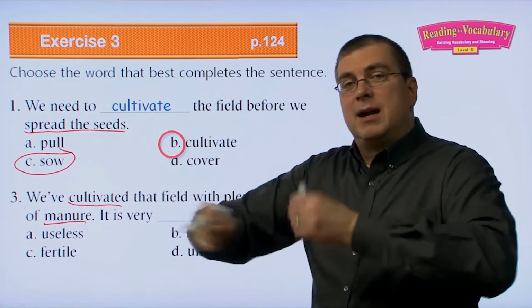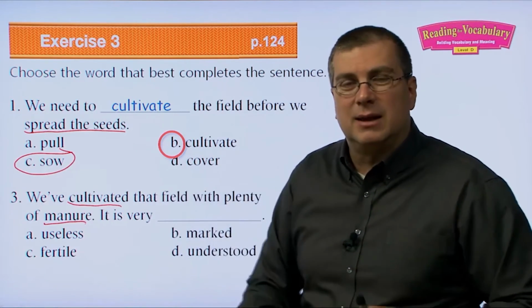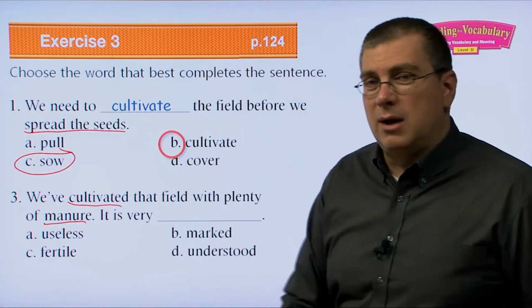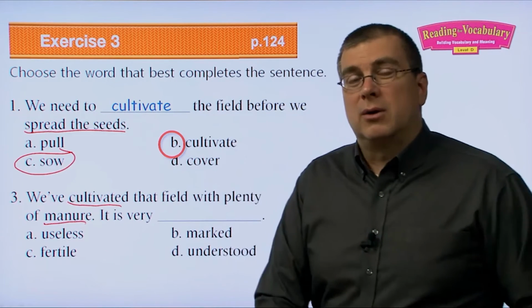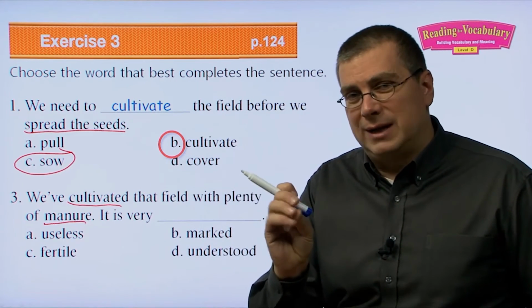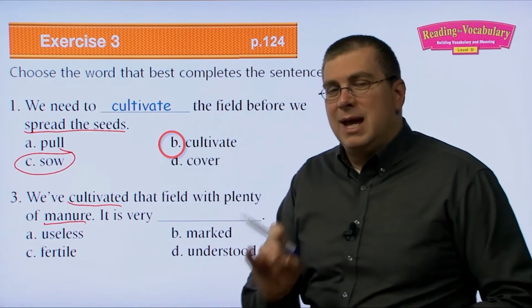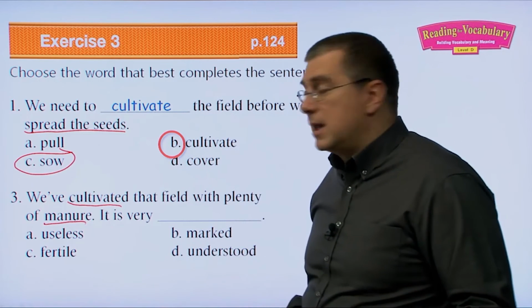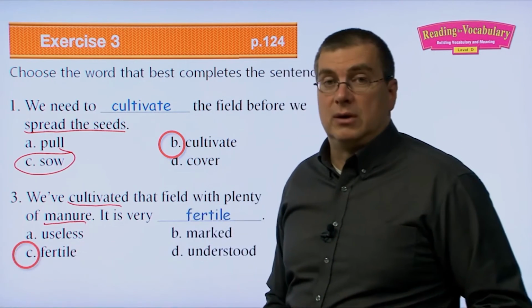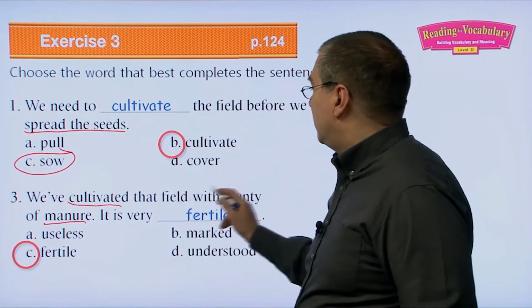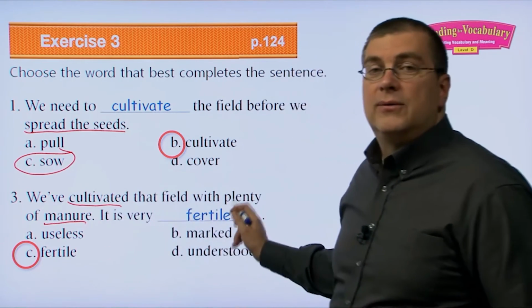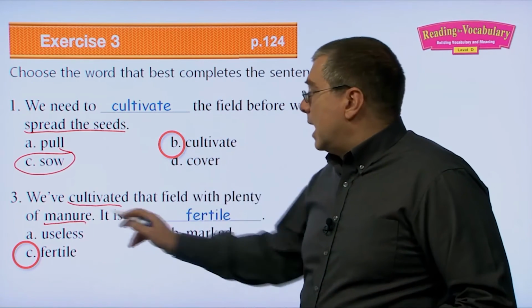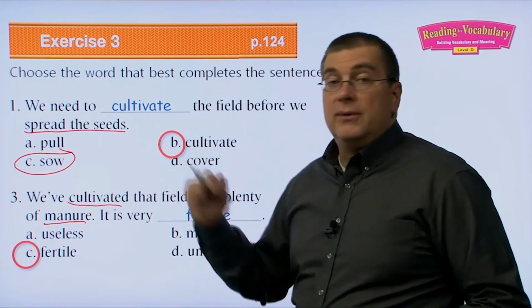Okay, so again, part of cultivating, part of preparing the land, is turning, making rows in it, or breaking up the top surface so the seeds can get in the land easily. But another part of cultivating is putting manure on the ground, right? Remember, manure has a lot of nutrients in it that's good for the plants. And when an area has a lot of nutrients and is good for growing, we say that land is fertile. We've cultivated that field with plenty of manure. It is very fertile. Some people pronounce it different ways. Fertile. So not useless, not marked, not understood, but fertile.